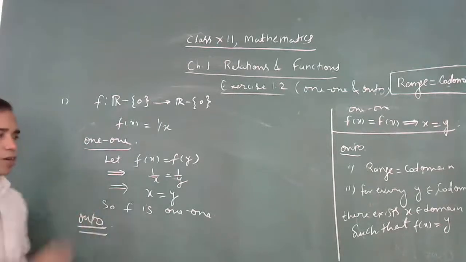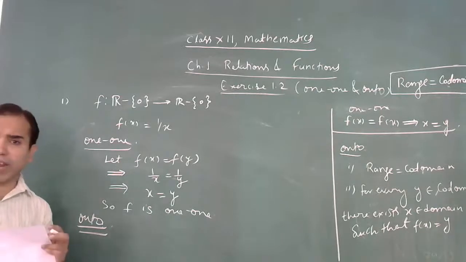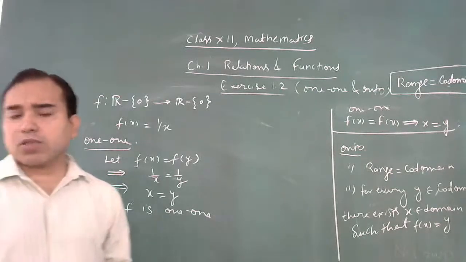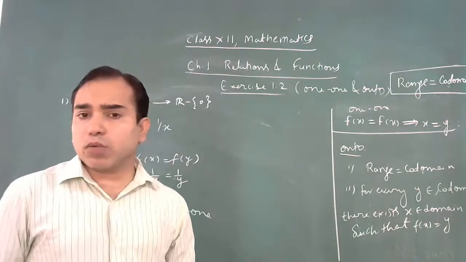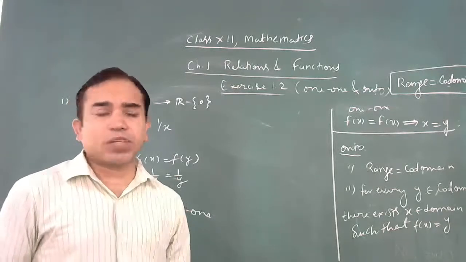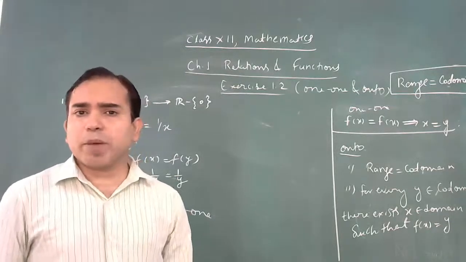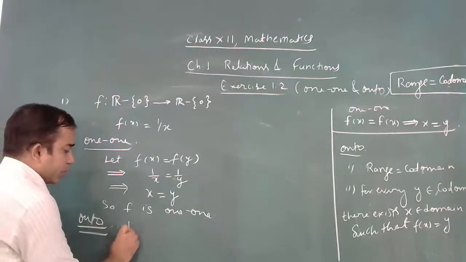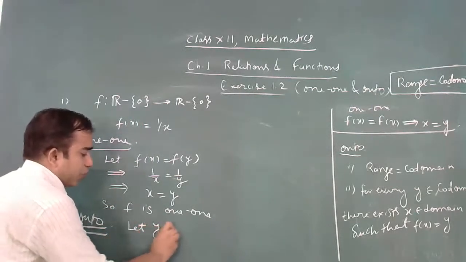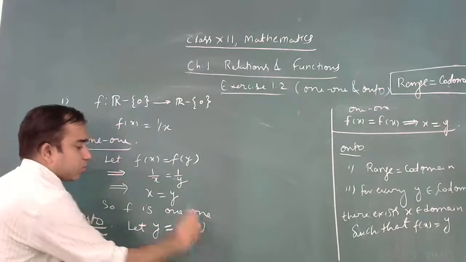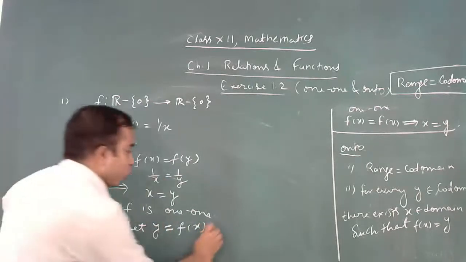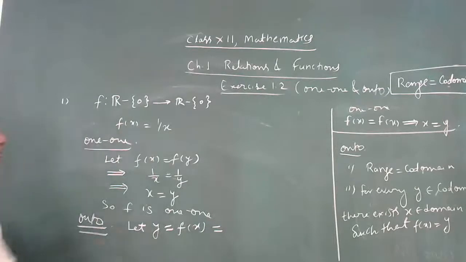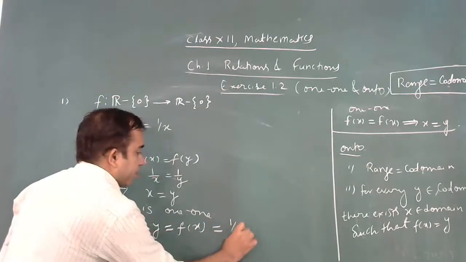So let us find its range. Simple. Let us find its range. And to find the range, this was in the class 11 syllabus of the relations and functions chapter, right? Do you remember how the method begins? Let y equal to f(x). Okay. Write the meaning of f(x). What is f(x) here? f(x) is 1 upon x.